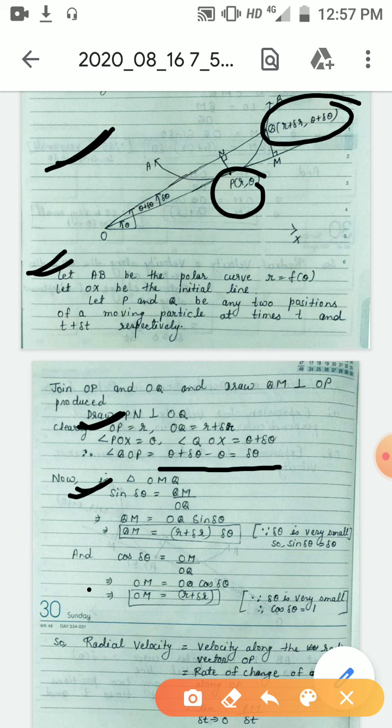Similarly, cos delta theta is OM by OQ. OM is OQ cos delta theta. So OM is OQ, that is r plus delta r, times cos delta theta, and cos delta theta is 1. Again, in the expansion of cos x, you have to take only the first term, which is equal to 1, since delta theta is very small.